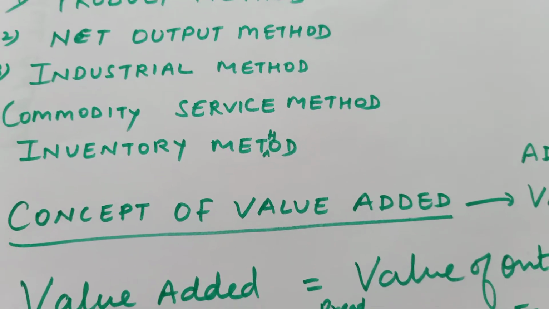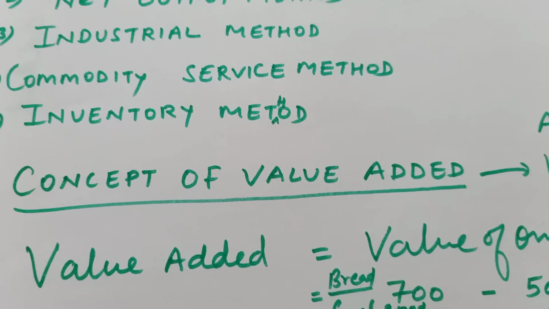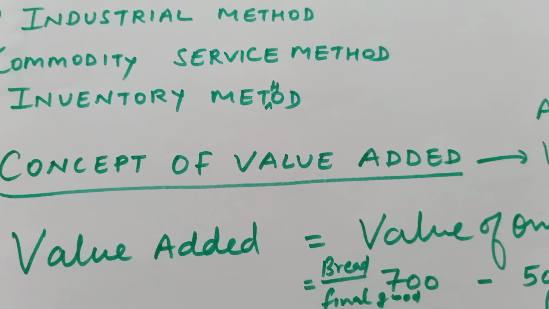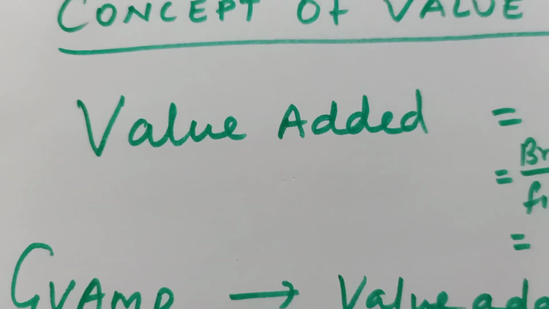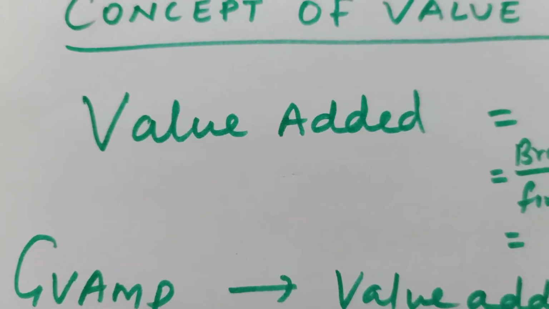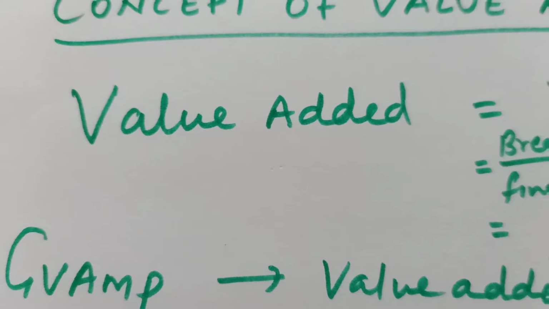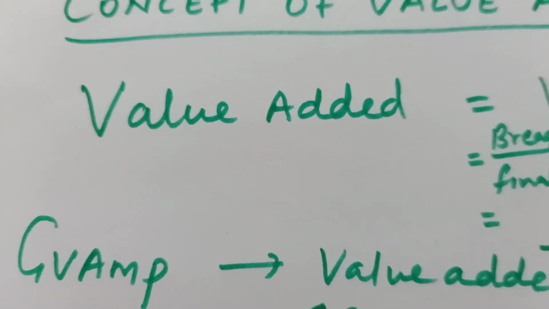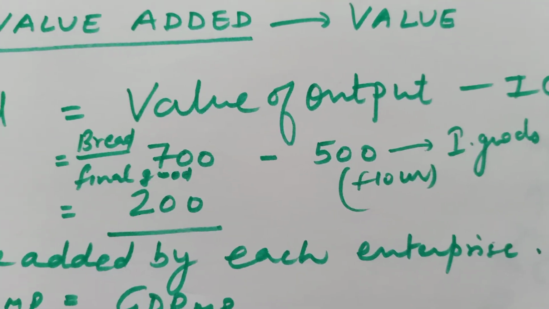Now we will study the concept of value added. What does value added mean? Value added is the difference between the value of output and intermediate consumption. It means the addition of value to the raw material by a firm through its productive activities. So value added is equal to value of output minus intermediate consumption.